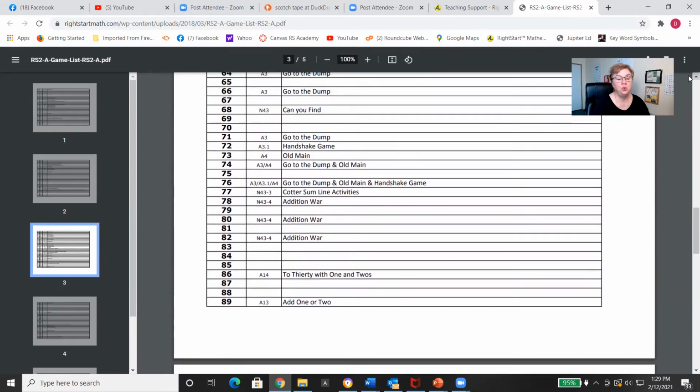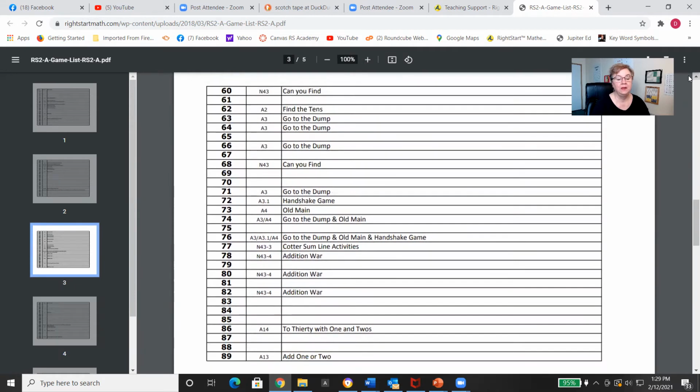N34, Addition War. Go to the Dump, Old Maid. Those are games that you would want to play or look in your game book. And if you would like to play some additional math addition games, stay in the same vicinity of the games that were listed and look for some that maybe you haven't played that you'd like to try playing.